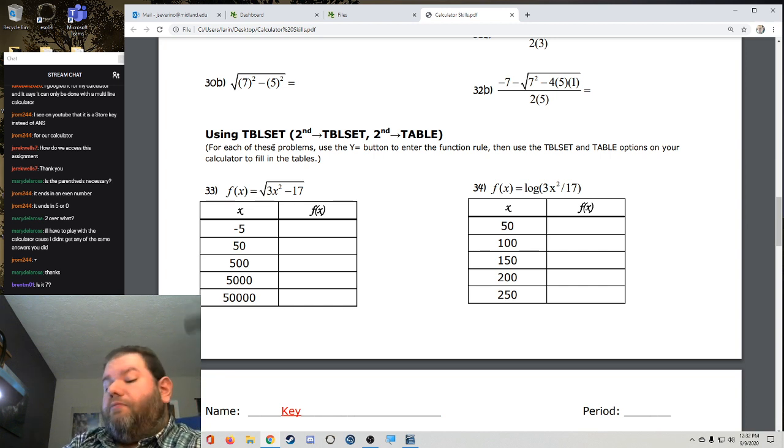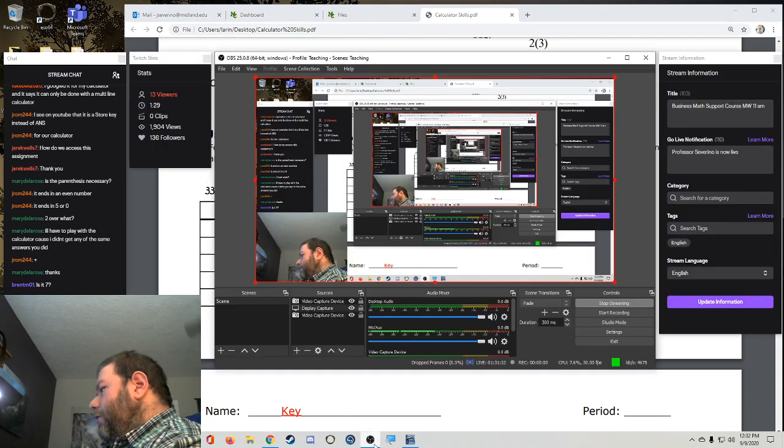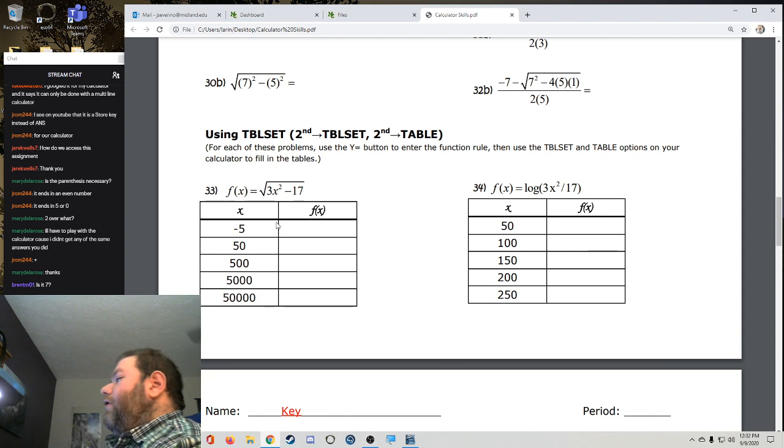Now, are we looking at this? Yeah, we're looking at this. Sorry. The idea here is that we're given a function f of x equals square root of 3x squared minus 17. And we want the calculator to enter in all these different values for x and calculate the function value here, which is a nice idea.